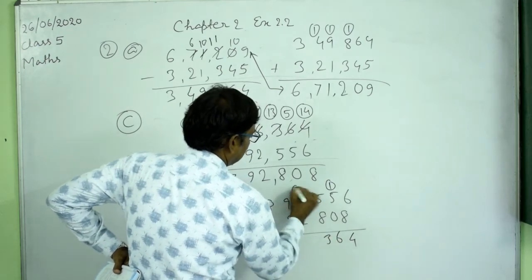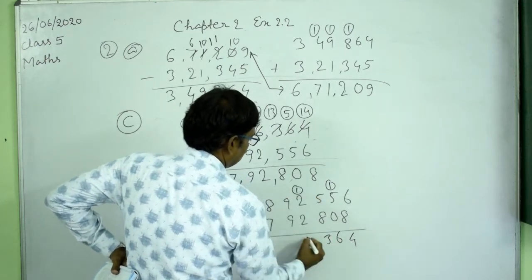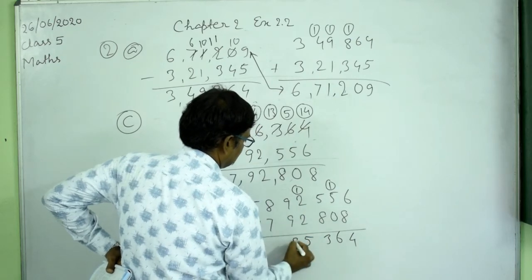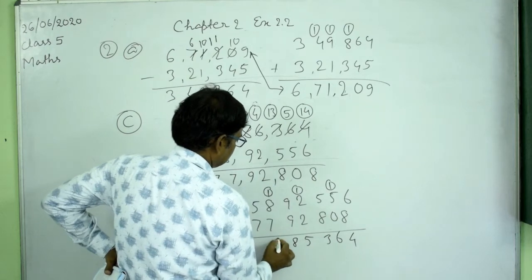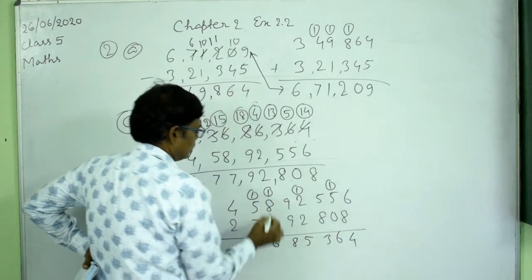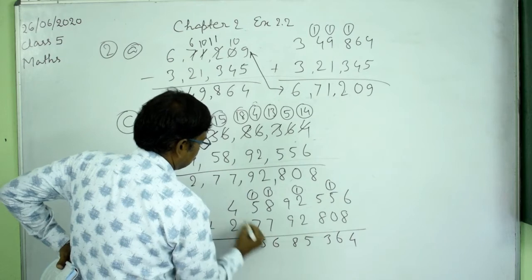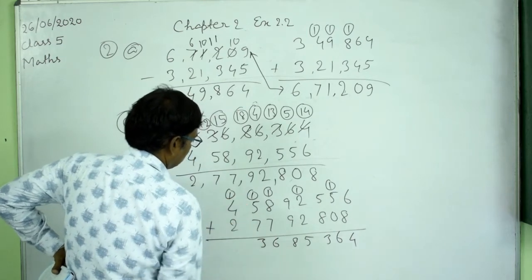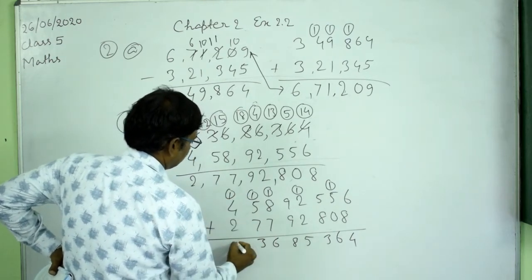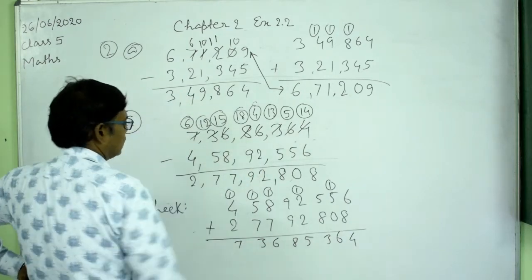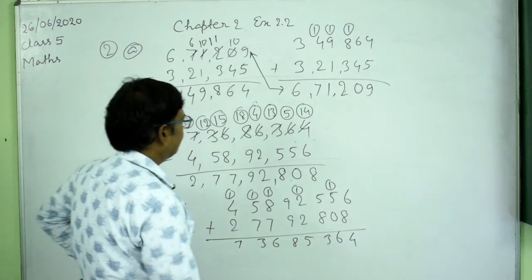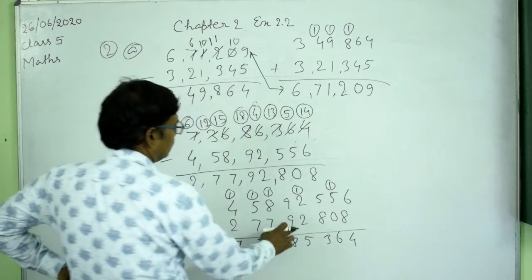then carry here 1, then 2 plus 2, 4 plus 1, 5, 9 plus 9, 18, carry 1, 8 plus 1, 9, 9 plus 7, 16, then carry 1, 5 plus 1, 6, and 6 plus 7, 13, then carry 1 here. So 4 plus 1, 5 plus 2, 7 here. Now observe this number and this number. Are they equal or not? They are not equal.